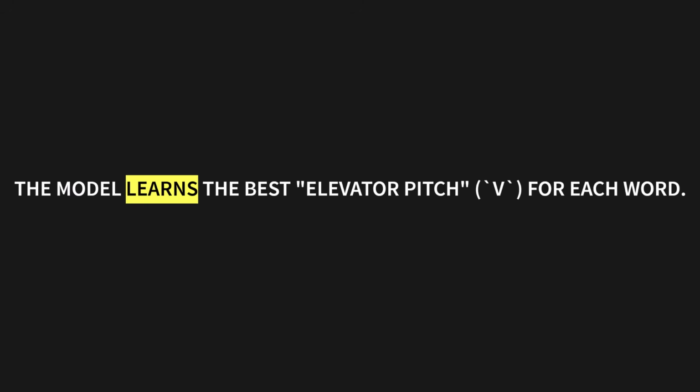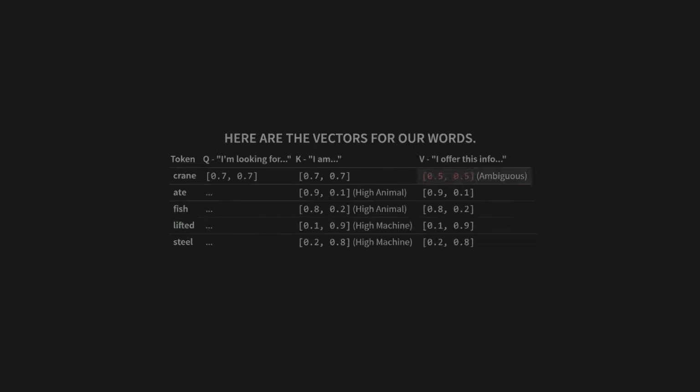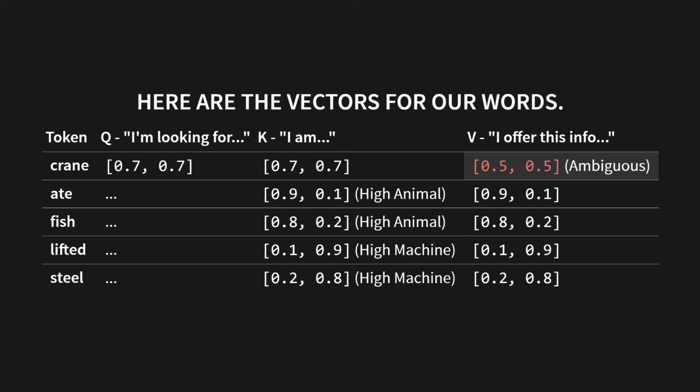Okay, analogy over. Let's see the numbers. We'll use a dead simple 2D space. Dimension 1 represents, is it an animal? And dimension 2 represents, is it a machine? Here are the vectors for our words. Check out this table. Notice the crane vectors are all ambiguous, like 0.7, 0.7. But ate and fish are high on the animal dimension, and lifted and steel are high on the machine dimension.